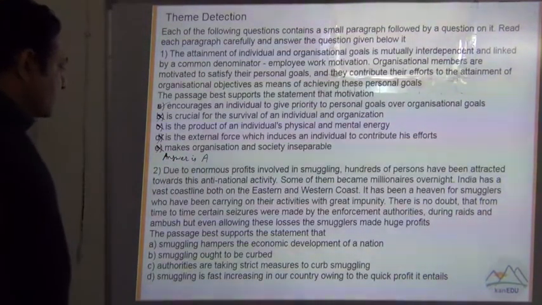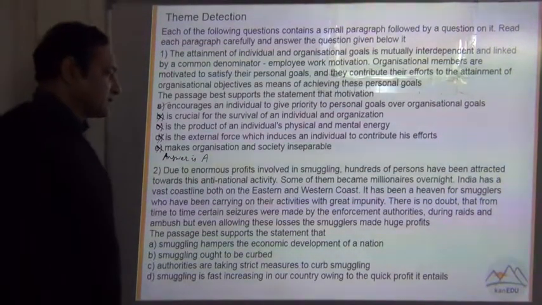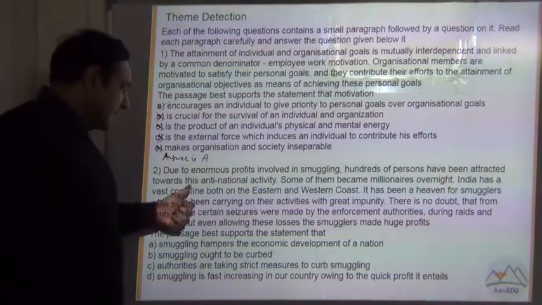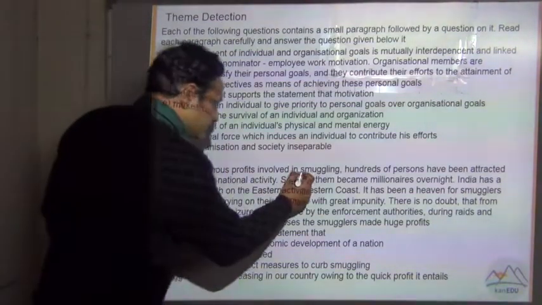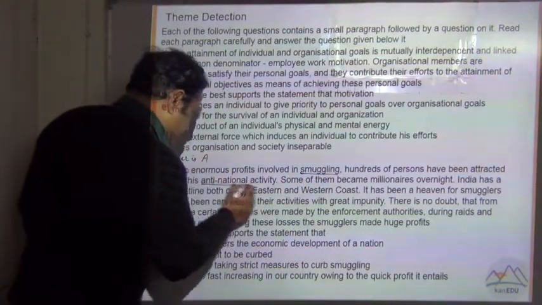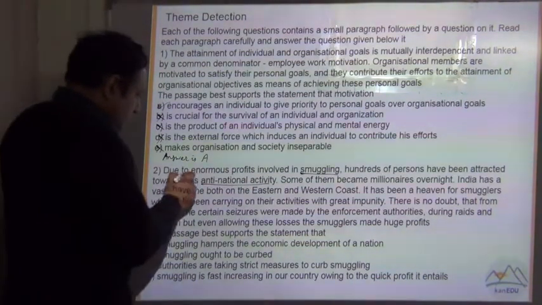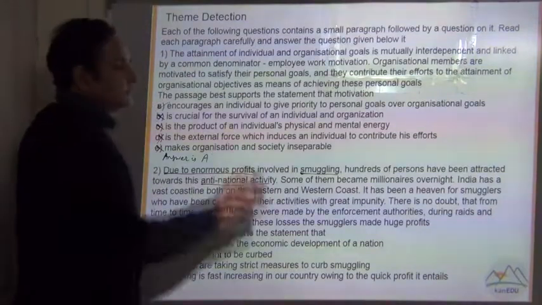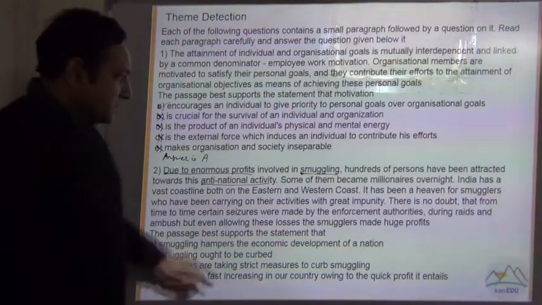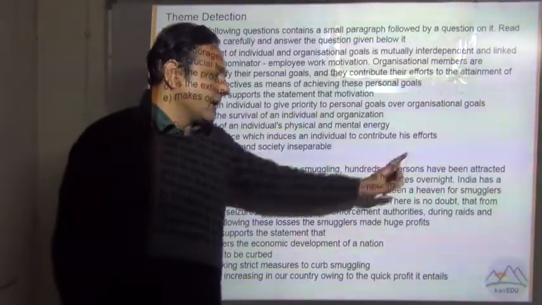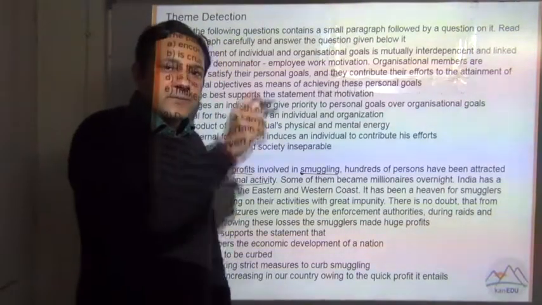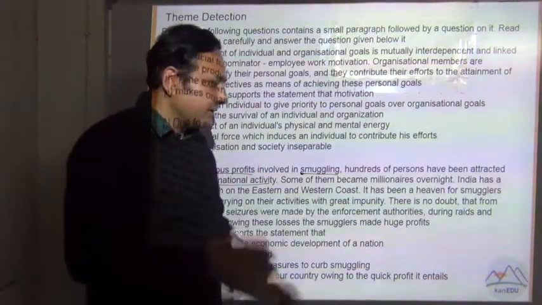Now let's see the second paragraph. Due to enormous profit involved in smuggling, hundreds of persons have been attracted towards this anti-social activity. Smuggling is an anti-social activity. And why are the people attracted towards it? Due to enormous profit. There is a lot of profit here. Some of them become millionaire overnight. Overnight, they become millionaire. They earn good money.